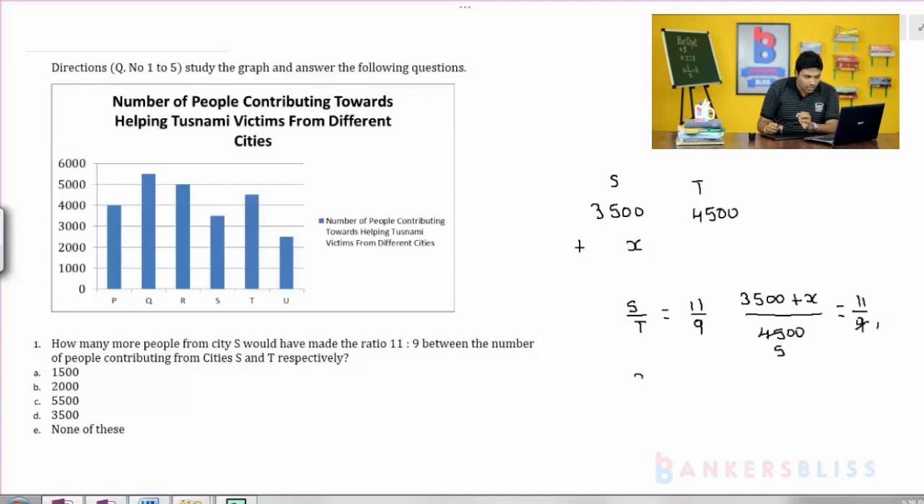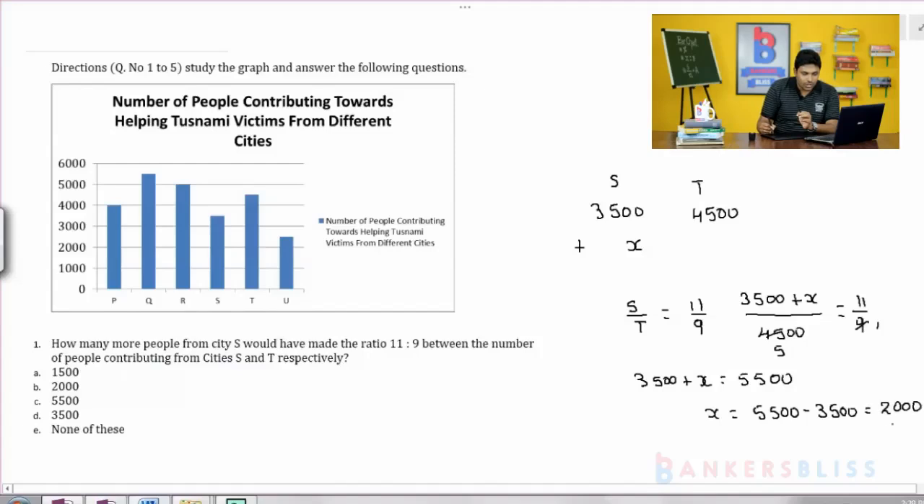So, 3500 plus x is equal to 11 fives are 55, 5500. Therefore, x is equal to 5500 minus 3500. If you do, you are going to end up with 2000. So, 2000, option B is the right answer.